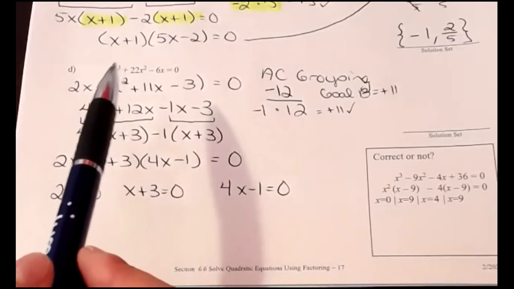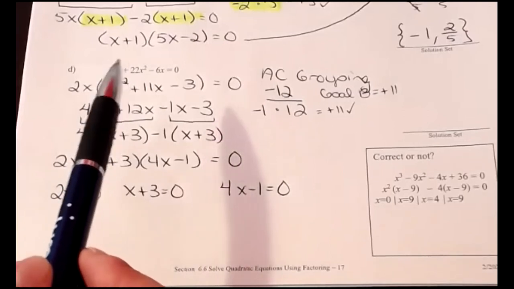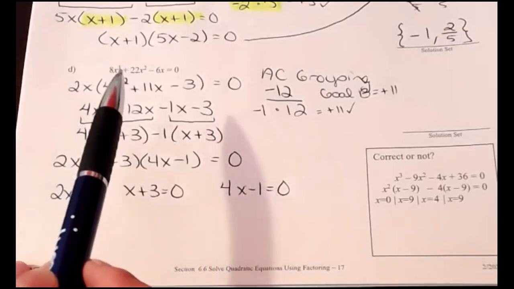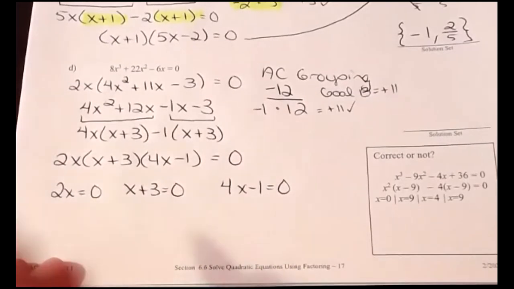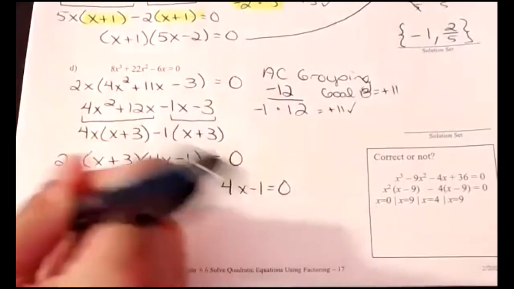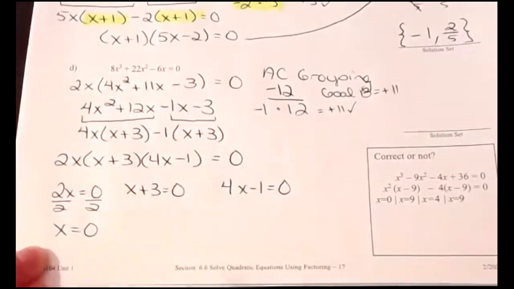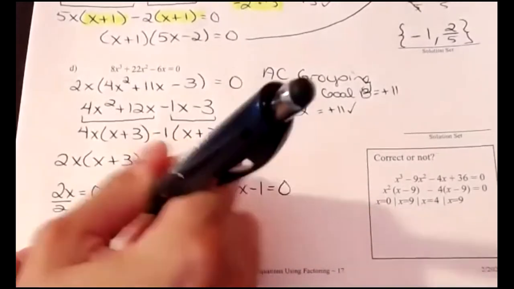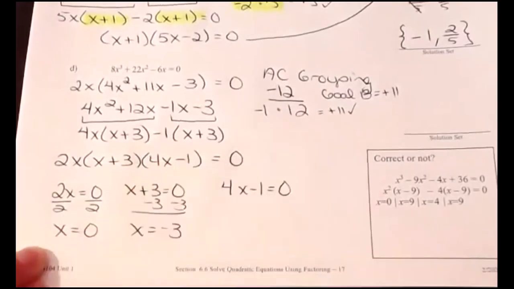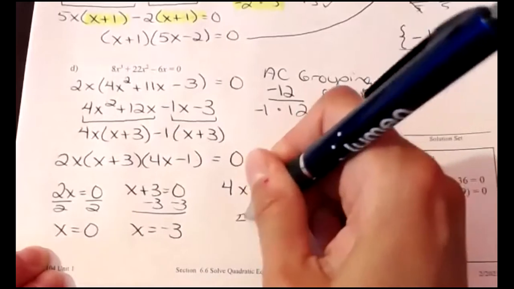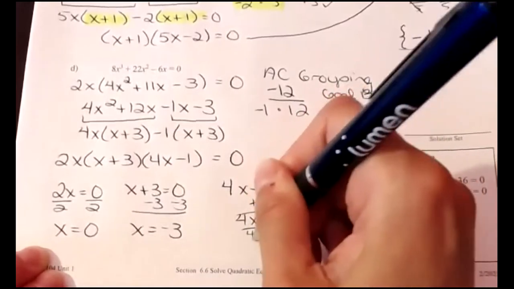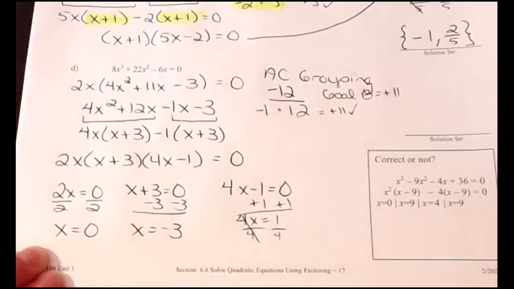Also notice, look at your power. You have a power of 3. So you should have 3 solutions. This is to be expected. We'll divide by 2, we find that x is equal to 0. Subtract 3, we find that x is equal to -3. And we solve this last one. Divide by 4, and we get that x is equal to 1/4.